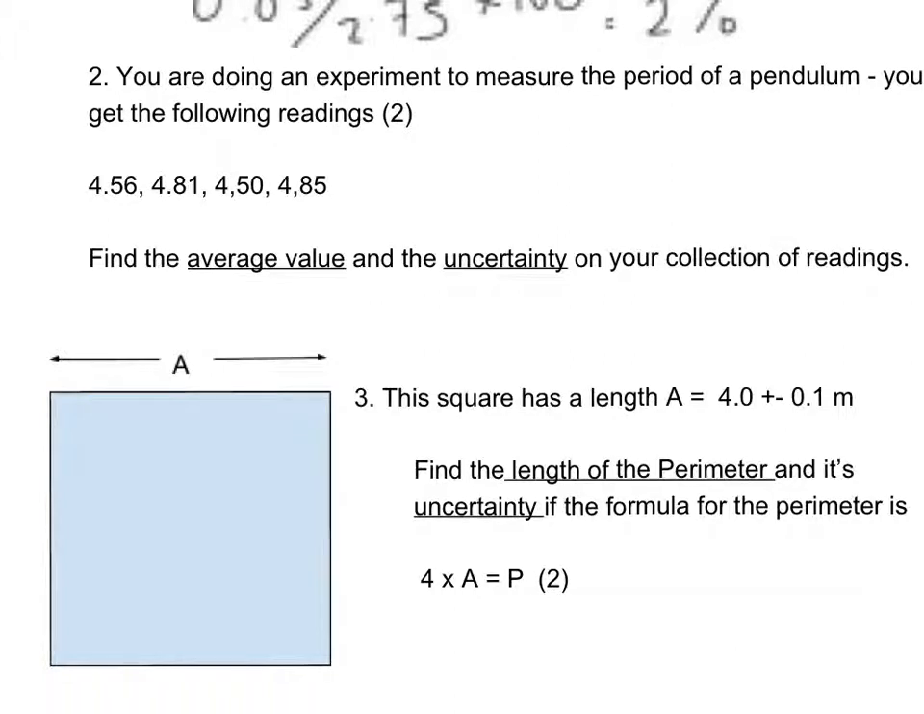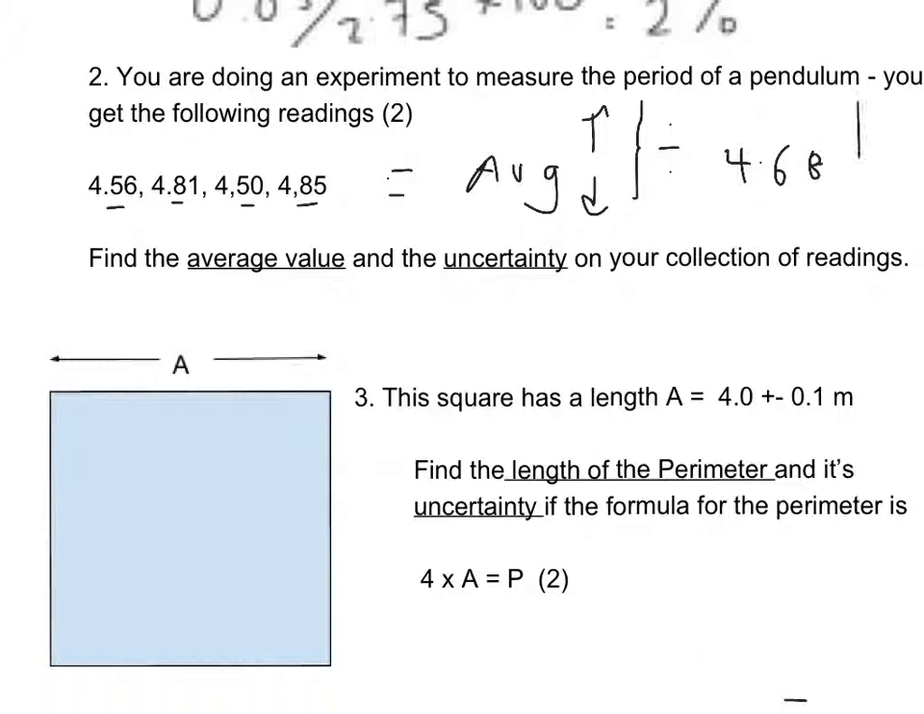For question number 2, you're calculating the uncertainty of a set of repeated readings. In order to get the uncertainty of a set of repeated readings, you first need to find your average, and then from your average you work out your maximum and minimum deviations and divide those by 2 to give you the center point of that range. So in this case, average is 4.68.